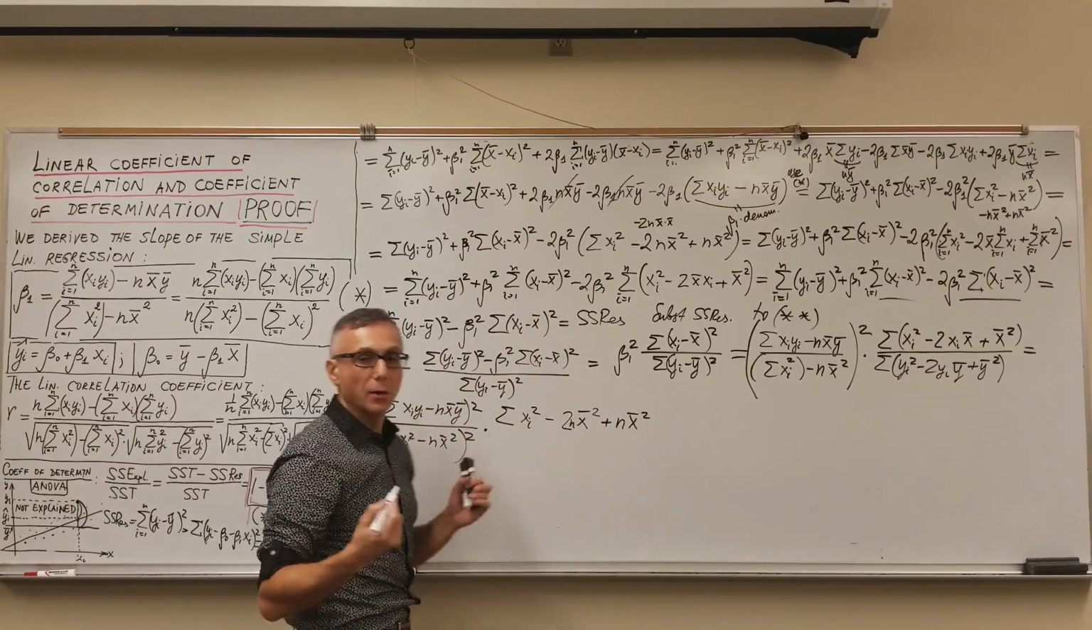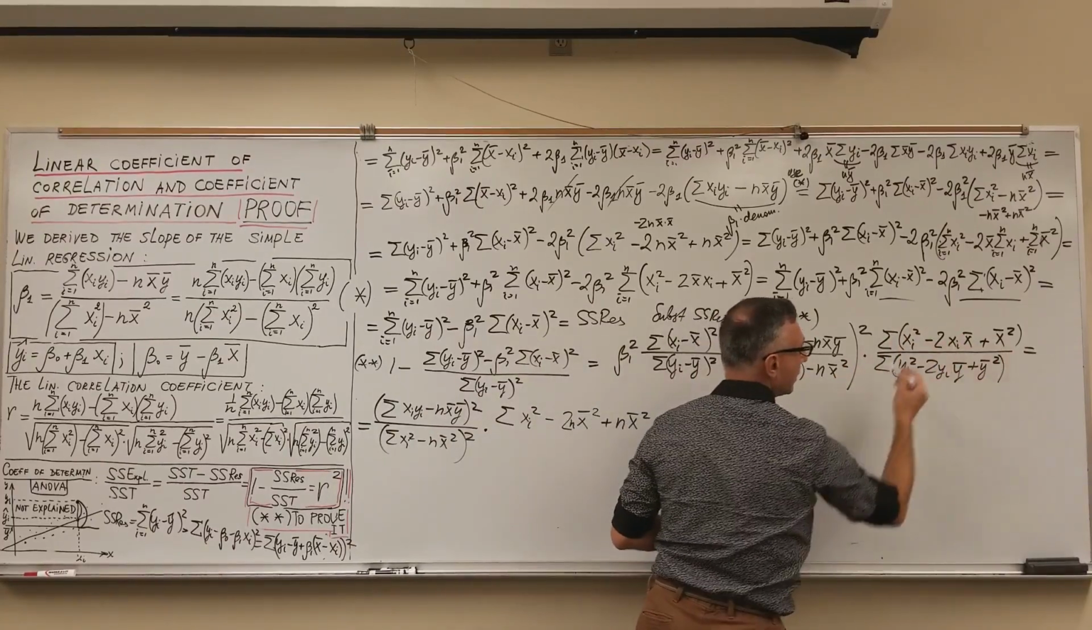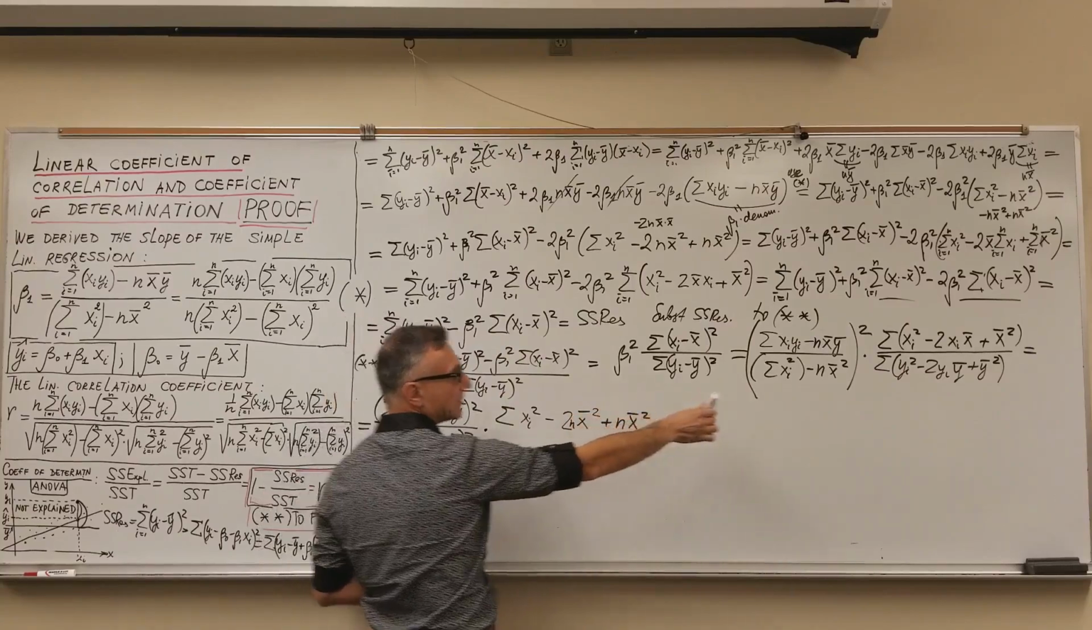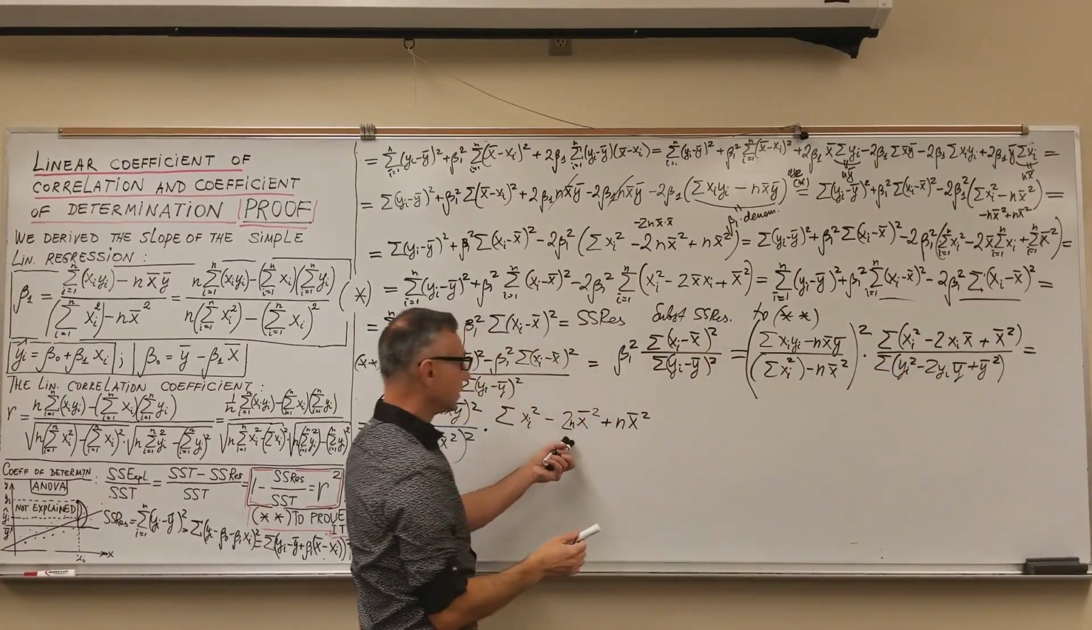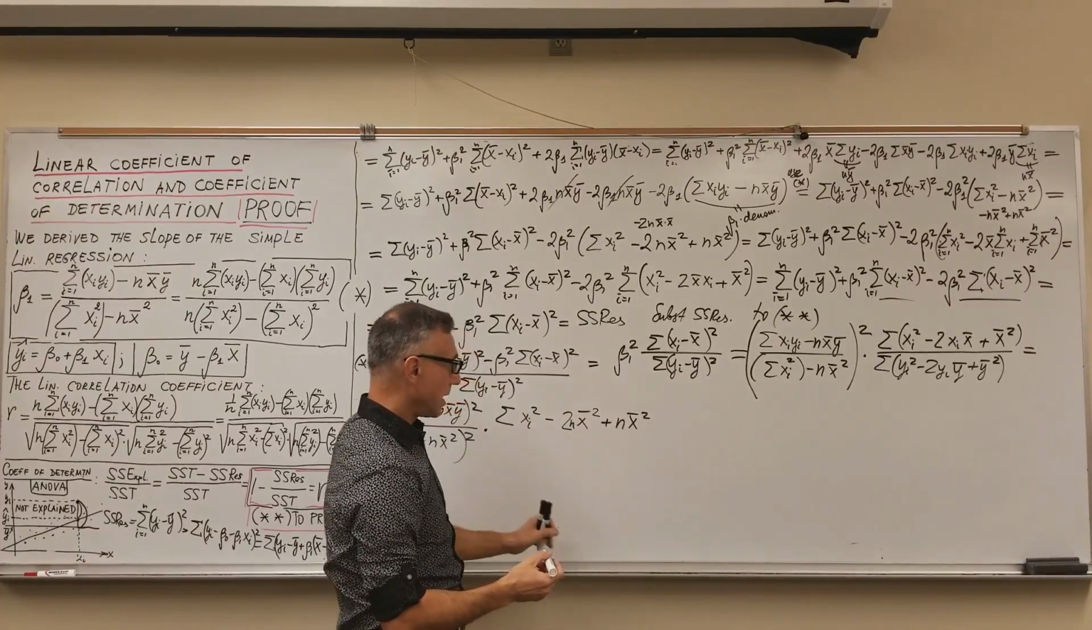I hope that's clear. I just distributed my summation everywhere. Summation of that is n x bar squared. And summation of the second term will give me this, 2 n x bar squared, plus n x bar squared.